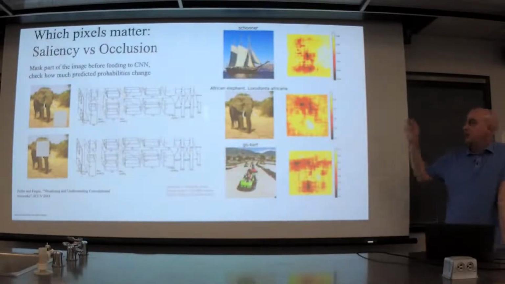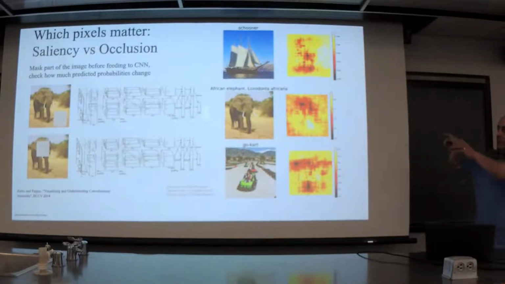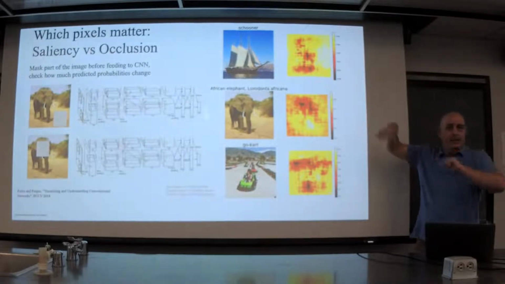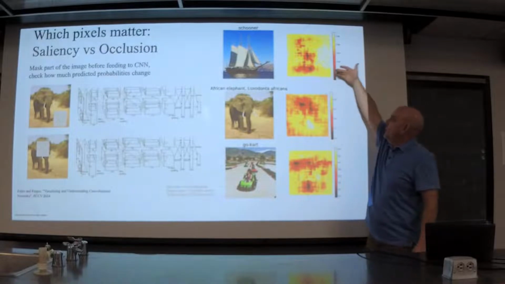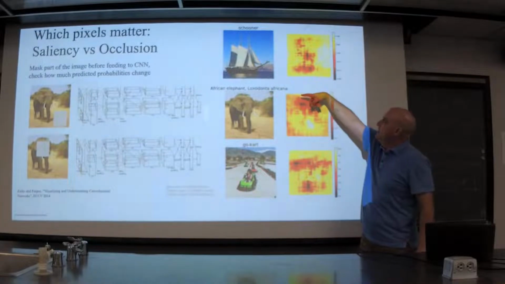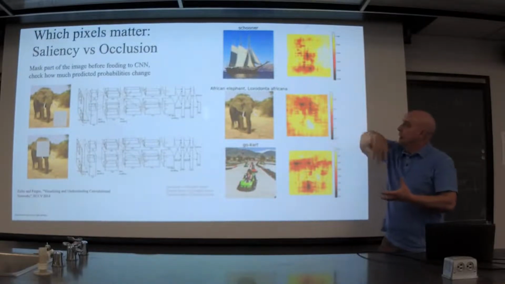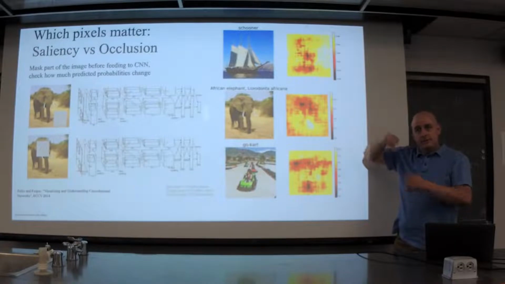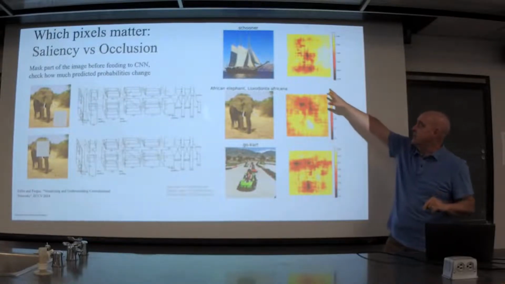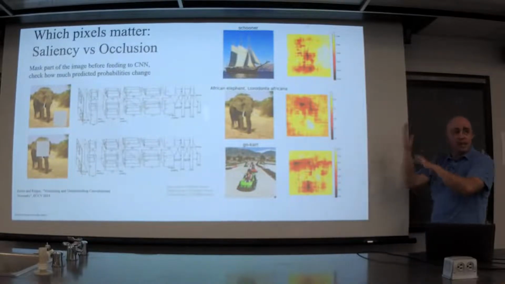Then what you can do is run that patch over the whole image and produce these heat maps. Think of the color here as the center of the patch, and these are the corresponding probabilities. As these values go down, that indicates that the pixels that would have been cut out when you put that patch centered there are very important for making that prediction.